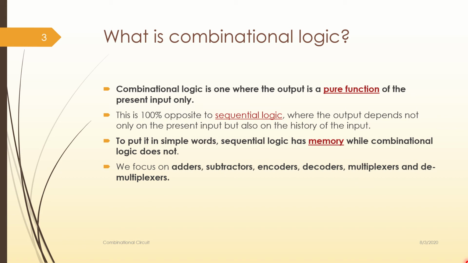Right. What is combinational logic? A combinational logic is one where output is purely dependent on the present input. I mean, I do not care about what the past is. 100% this is opposite to sequential logic where output not only is dependent on the present but also history is important. So, in simple words to convey, sequential logic has got memory where combinational logic will not have memory element.